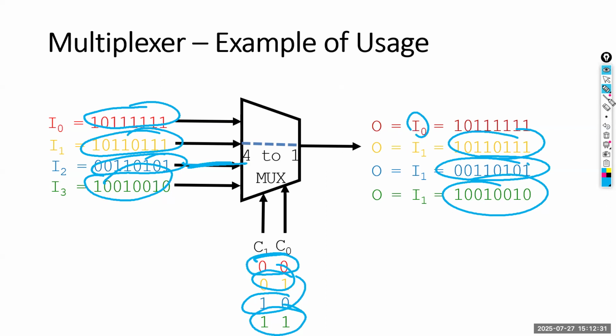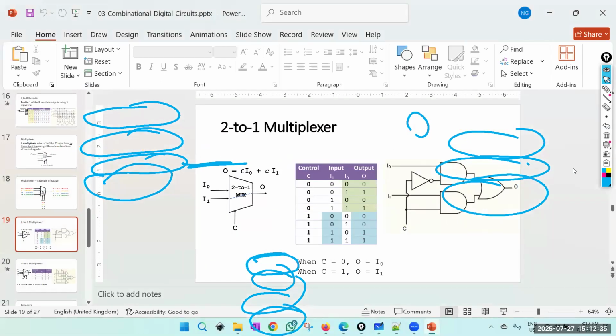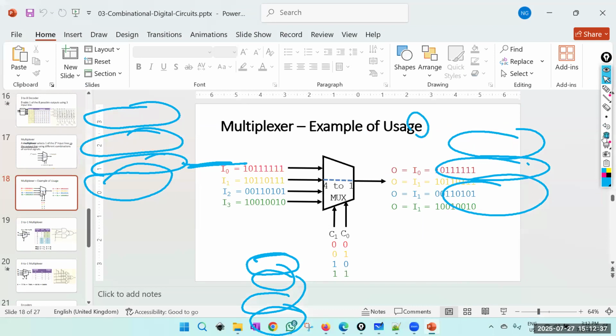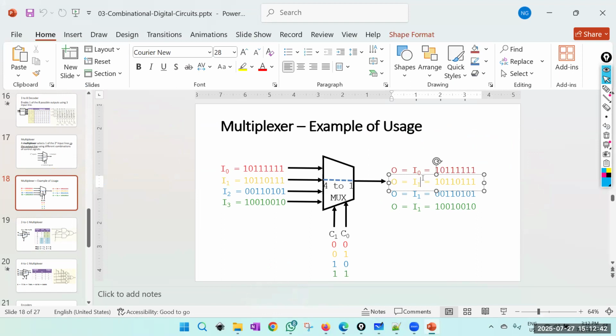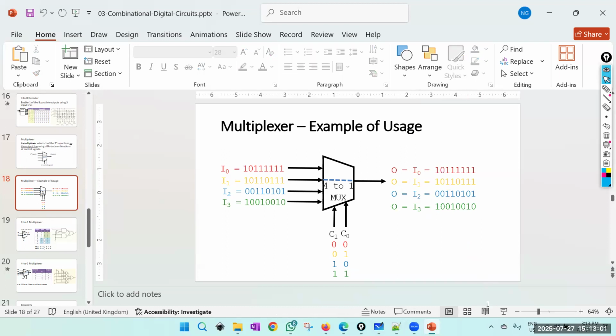There is a typing mistake here. It should be I0, I1, I2, I3. Let me fix it so I don't forget. This should be I1, this should be I2, and this should be I3. Now it is correct.